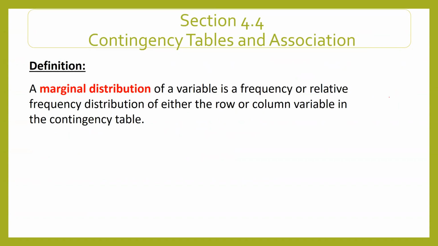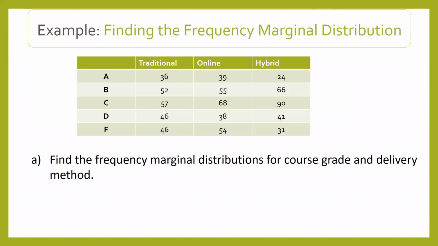Now, how do we summarize this type of table? First, we talk about marginal distribution. The marginal distribution of a variable is a frequency or relative frequency distribution of either the row or the column variable in the contingency table. We should keep that in mind. Marginal distribution can be frequency or relative frequency.